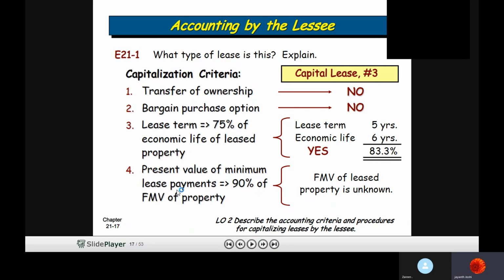Yes, PV, present value of minimum lease payments, 90% of the fair market value of the property, correct? But we don't know the fair market value, so we will not go for it. It's a capital lease. One of the criteria is satisfied.